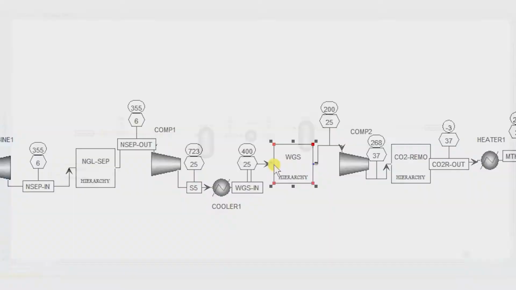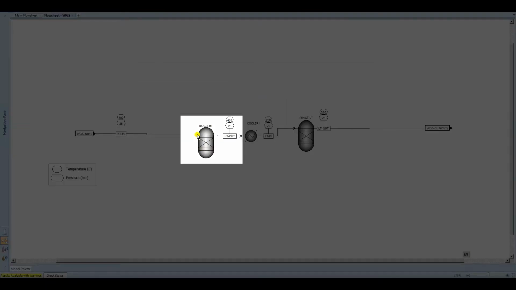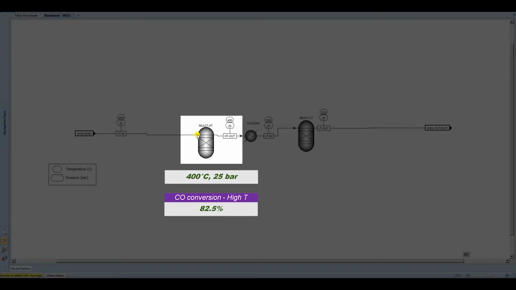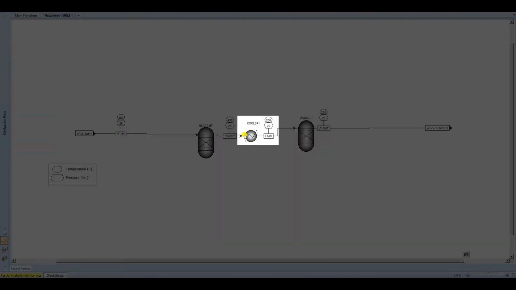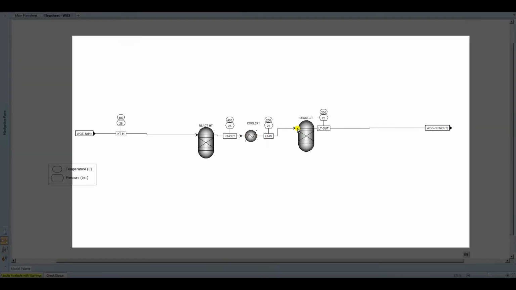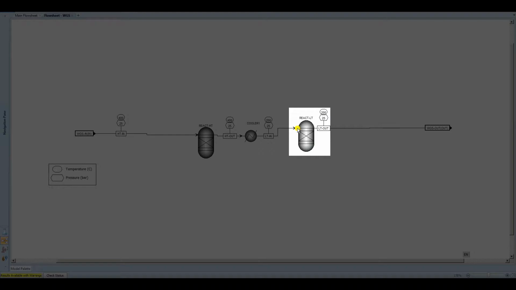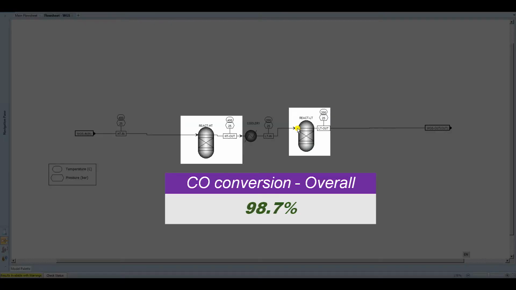Synthesis gas from the NGL separator will first enter the high-temperature shift reactor operating at 400 degrees Celsius and 25 bars, where the primary conversion of CO into CO2 will take place. The outlet stream enters an intermediate heat exchanger to lower the temperature down to 200 degrees Celsius. Afterward, it enters a low-temperature shift reactor operating at 200 degrees Celsius and 25 bars, which is where the rest of the conversion will take place.